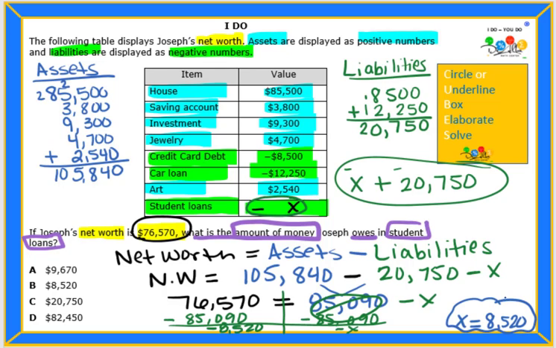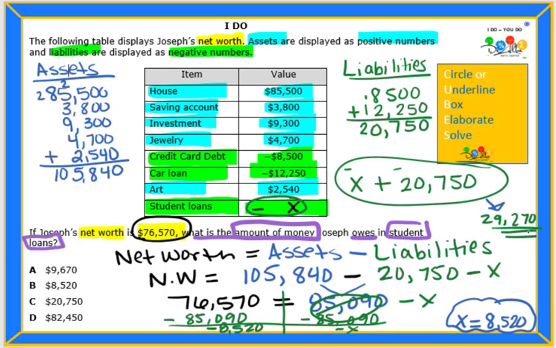Now what could you do? You could put this number in and check. What is 8,520 plus 20,750? That gives us 29,270. And if we subtract that from 105,840, we should get our net worth, which is 76,570. So you can plug it back in and check that the net worth comes out accurately.